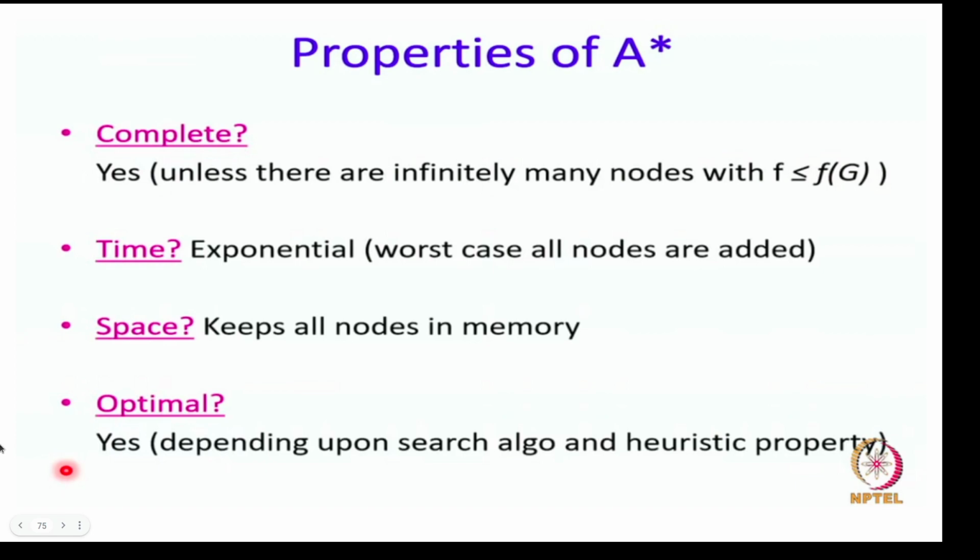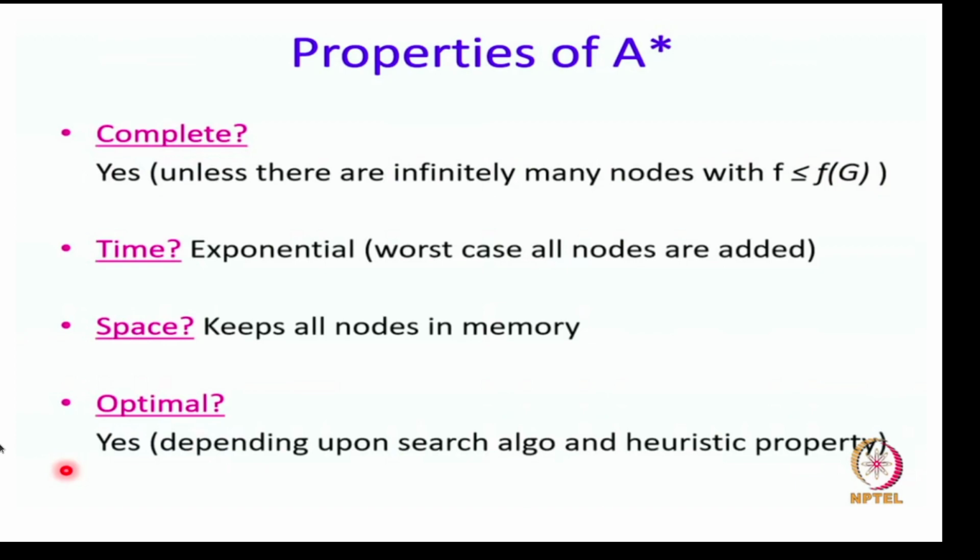Now let's understand the properties of A star. So there are 4 attributes that we always investigate. Complete. What does that mean? Is it complete? Means every time if there is a solution, will it find the solution? Yes, it is complete. If there is a solution, then it will be able to find the solution.